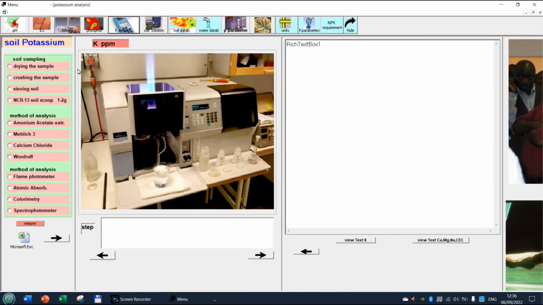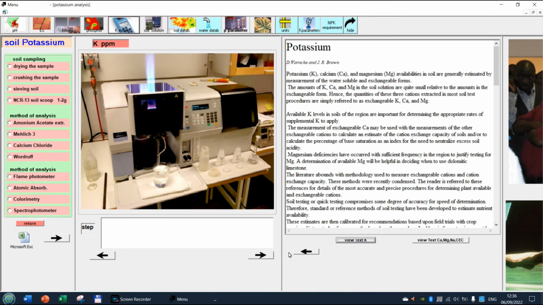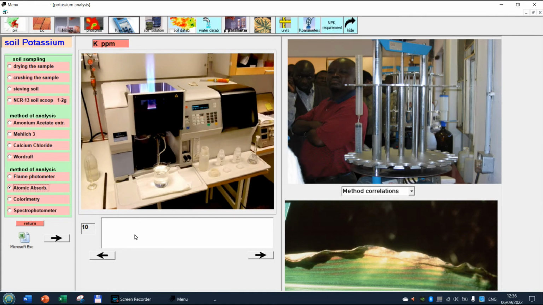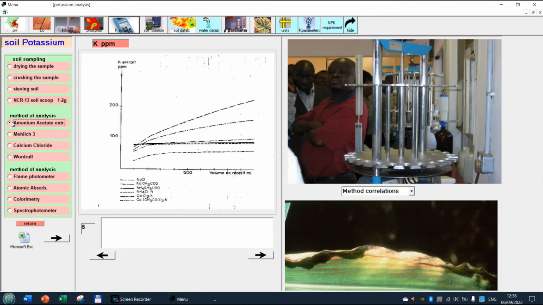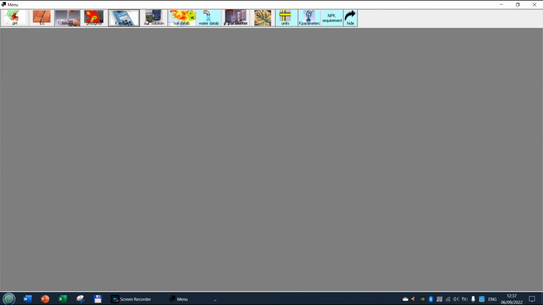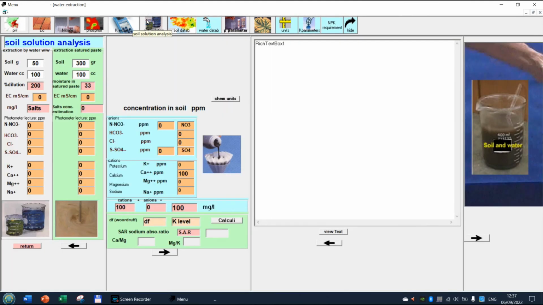Another screen for the potassium. What is the procedure that we shall use for the potassium? And for ammonium acetate, for Mehlich, and so on. And different correlation between different methods of extraction. For the soil solution also, I can fill here the data of the different nutrients that I have analyzed.